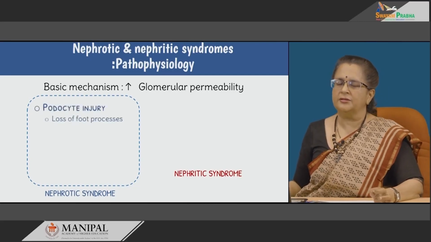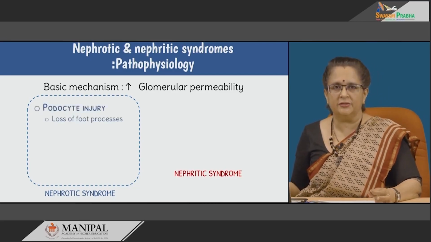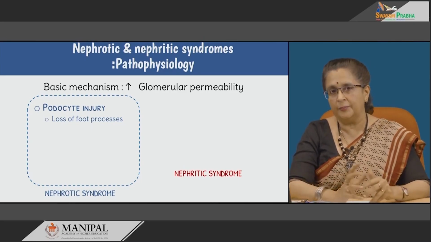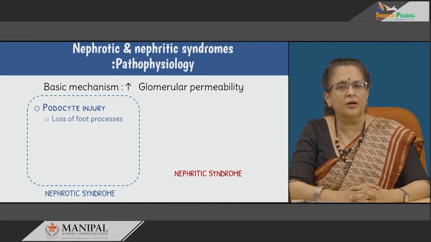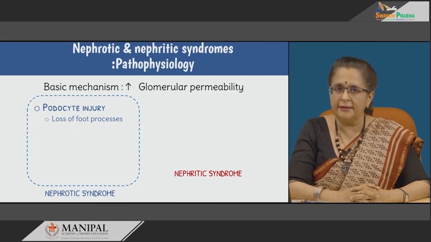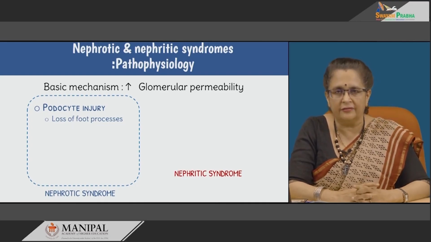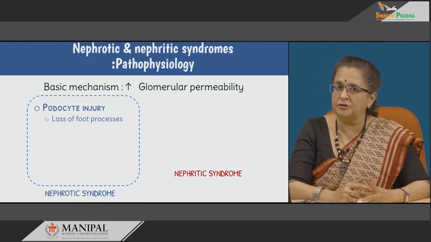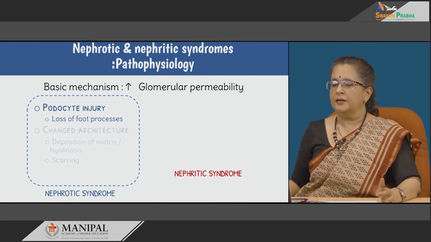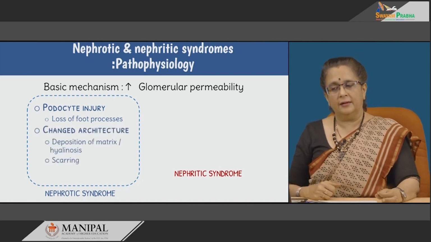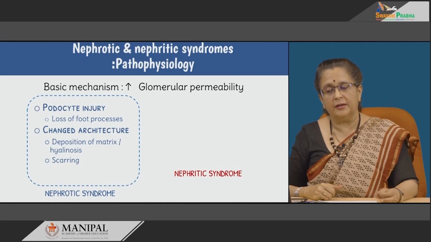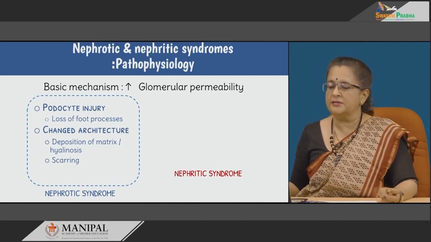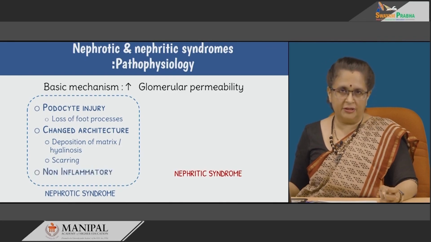In nephrotic syndrome what happens is there is podocyte injury. You remember that I said the visceral epithelial cells have foot processes and these abut the glomerular basement membrane. In these conditions which lead to nephrotic syndrome, there is a loss of foot processes. So, in effect, the absorption area is reduced. This could be either due to podocyte injury or another cause is changed architecture, mainly deposition of matrix, hyalinosis or scarring, and this is usually non-inflammatory.